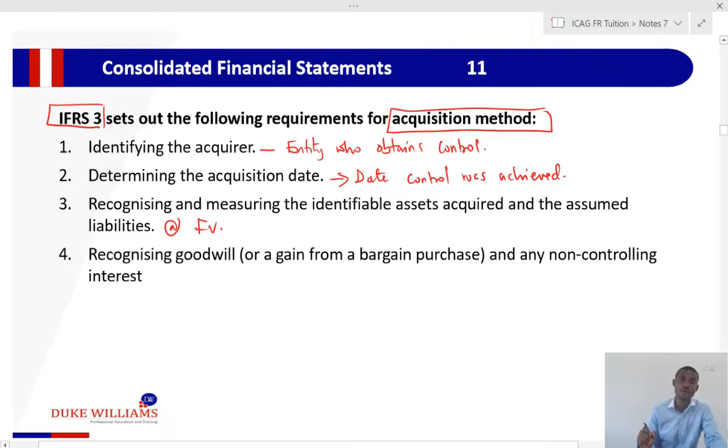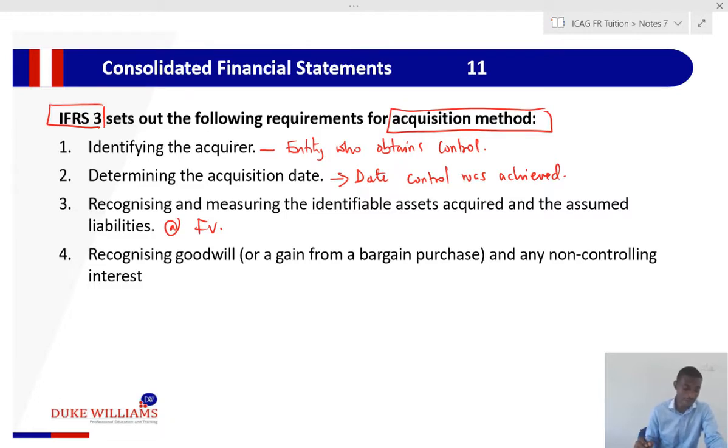Also, where we have contingent liabilities of the subsidiary, which are only disclosures, IFRS 3 says that on the date of acquisition, those contingent liabilities should be recognized as liabilities, and those contingent liabilities will reduce the net assets of the subsidiary.